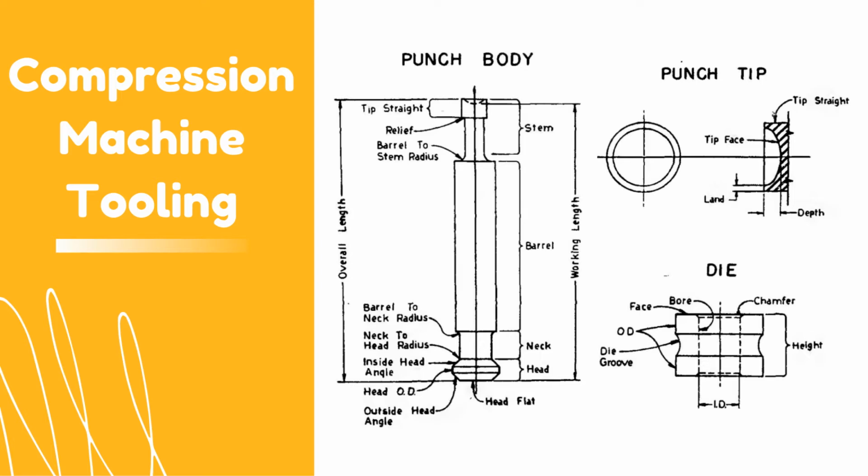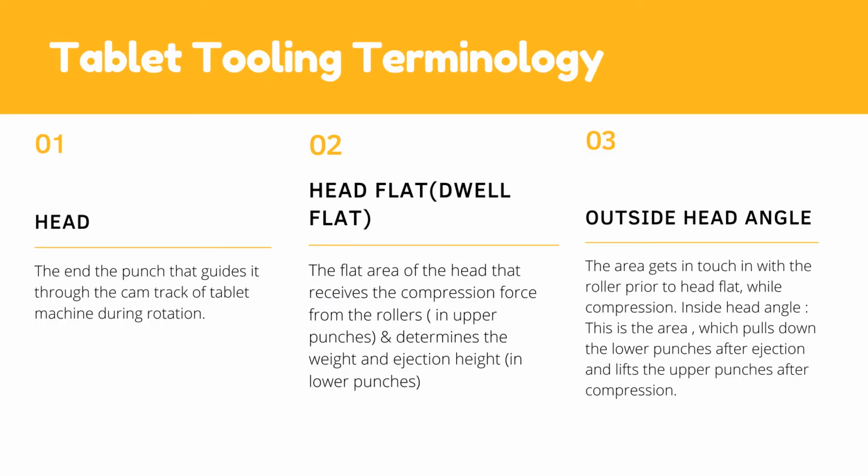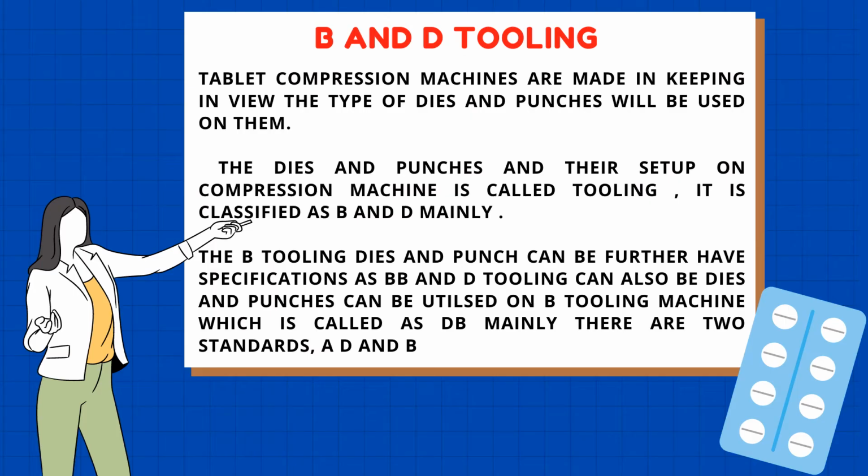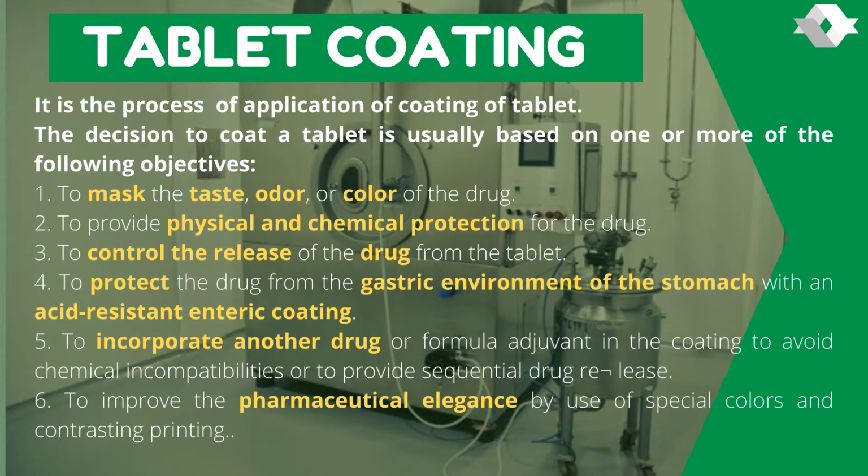So this is the compression tooling part, the punch, the body part and a die part. Again, you can have B type of tooling or D type of tooling. It depends on the size of the tablet you want to manufacture. You can have any sort of the tools attached, either it may be B, D, BB or DB. So understanding the tooling part is very important so that you decide upon what kind of the tooling you require for your kind of the tablet.